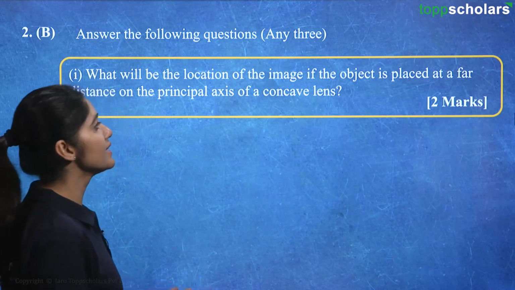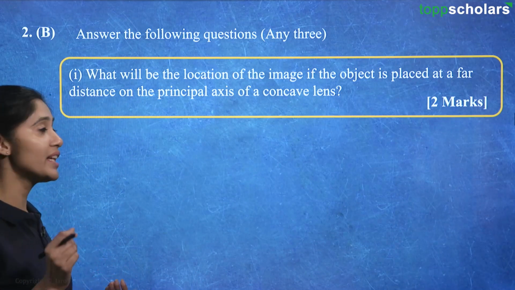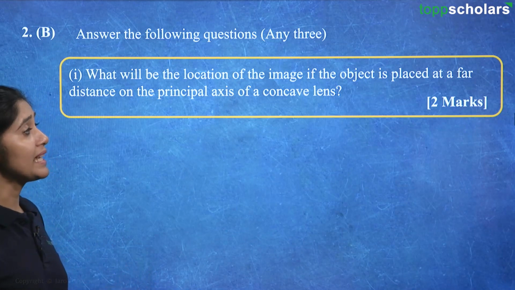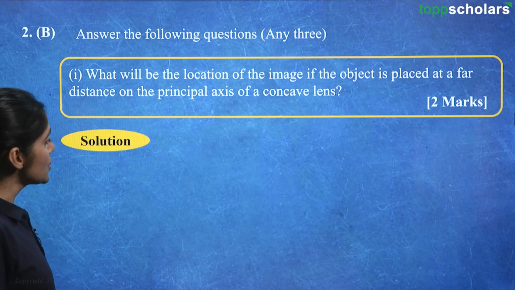So, how does image formation take place in it, and what will be the location of the image if the object is placed at a far distance on the principal axis? So, let's see the solution to it.